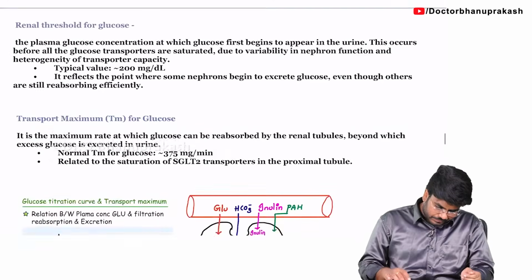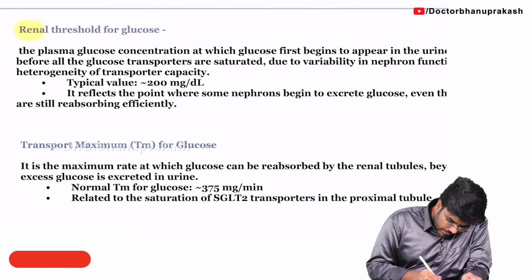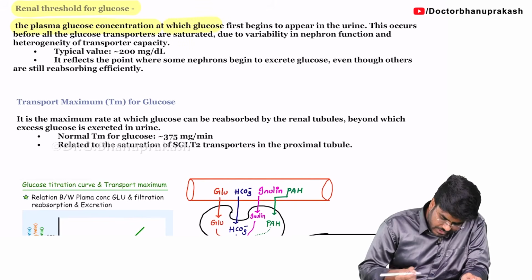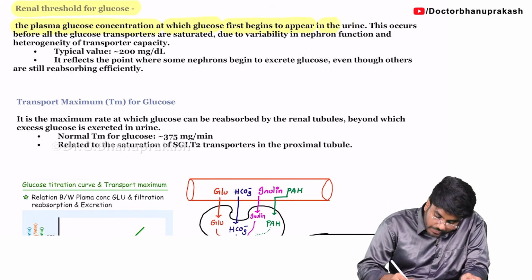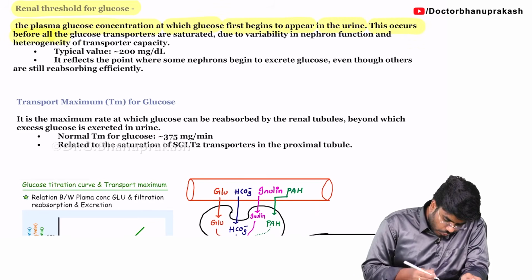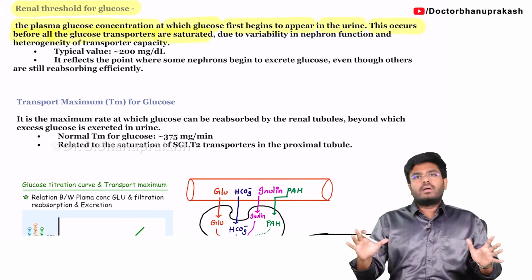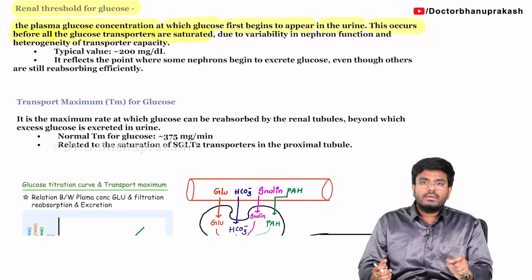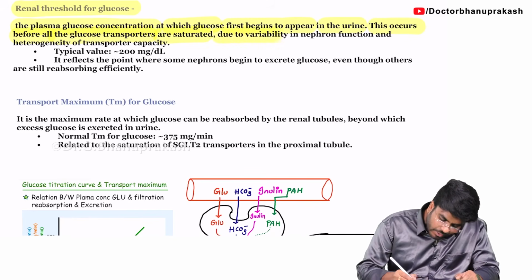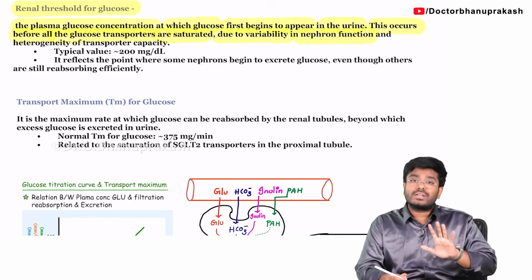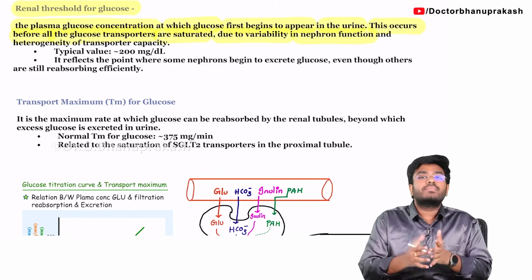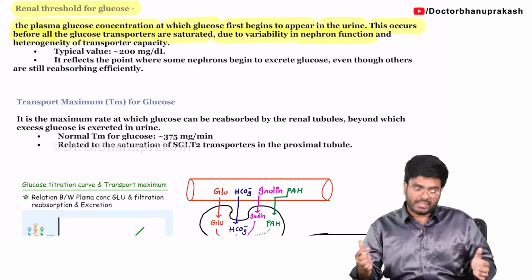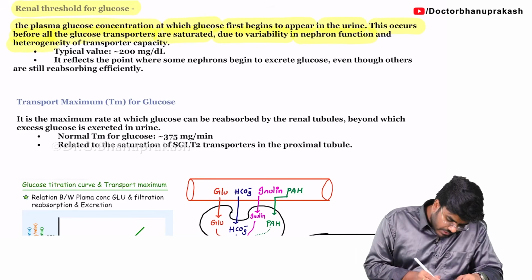So that is what I am showing you here. What is the renal threshold value for glucose? It is the plasma glucose concentration at which glucose first begins to appear in the urine. This occurs before all the glucose transporters are saturated. The healthy nephrons are still trying to reabsorb, but some weak nephrons, due to variability in nephron function, leak. All nephrons are not the same. There is something called nephronal heterogeneity. Different types of nephrons are there, with different capabilities.